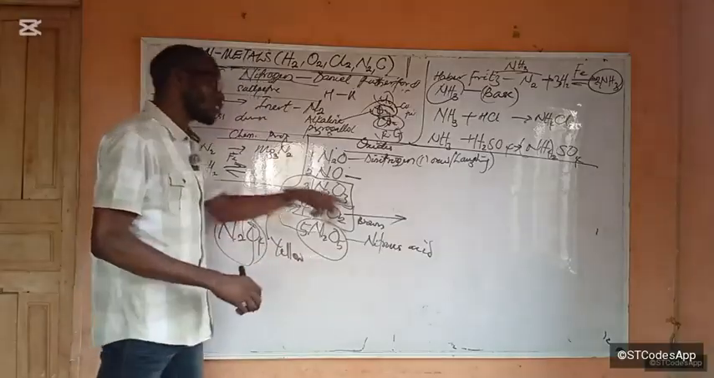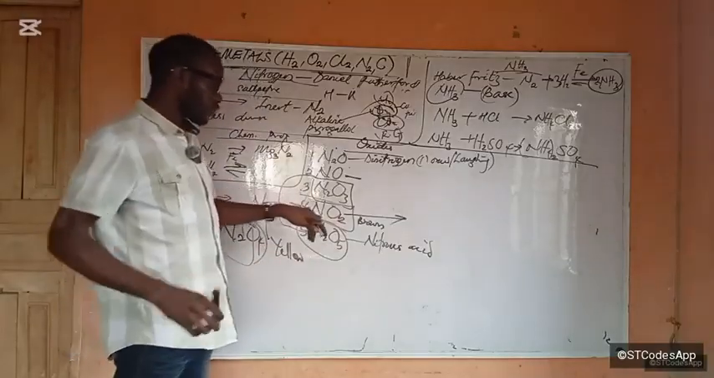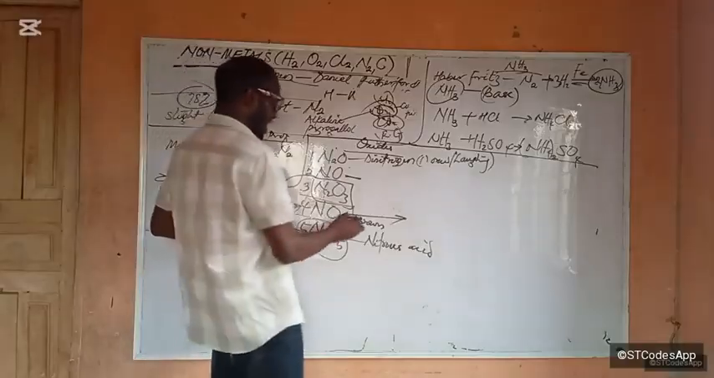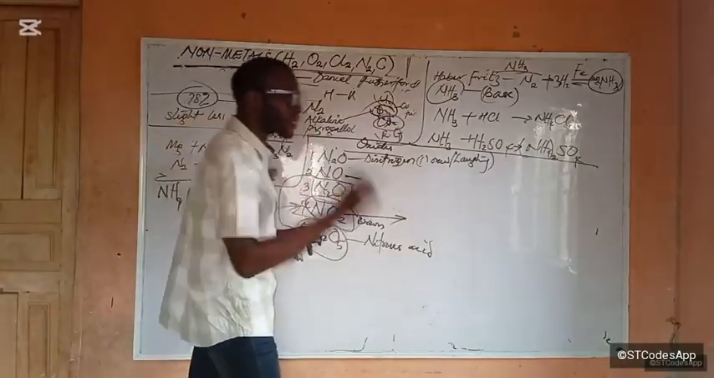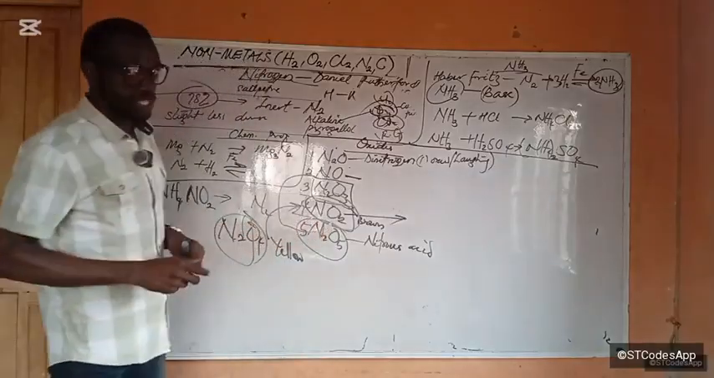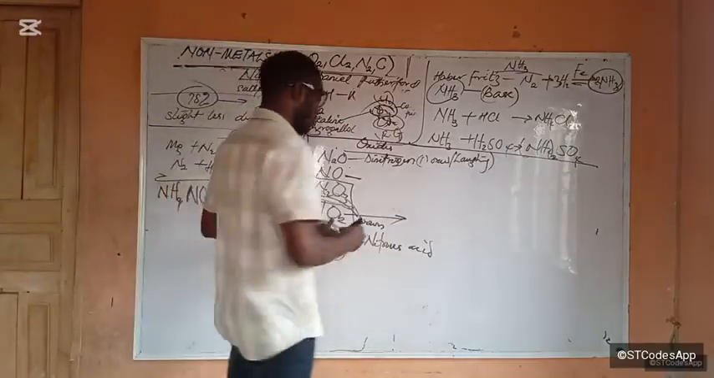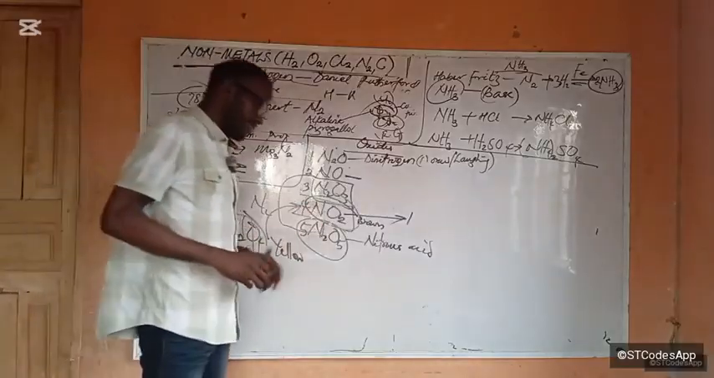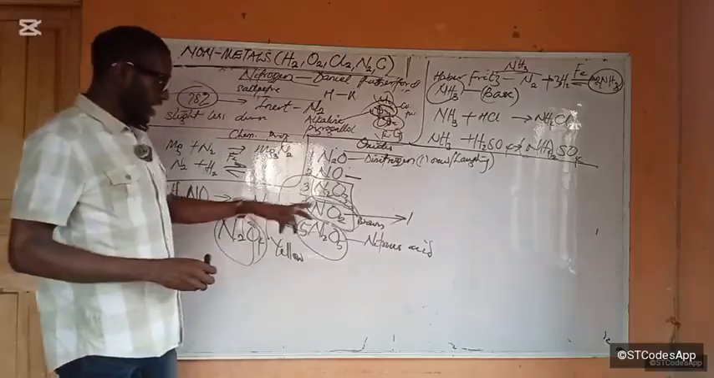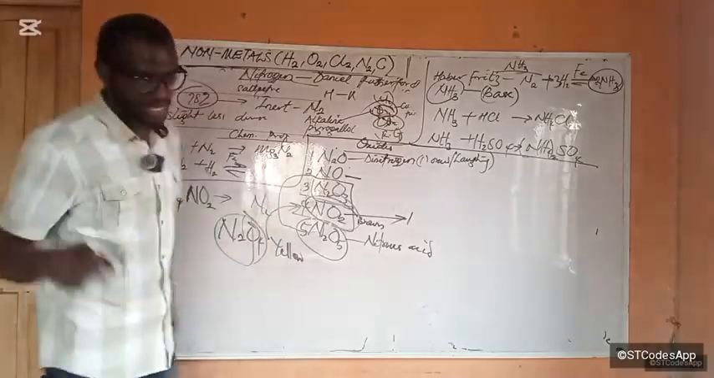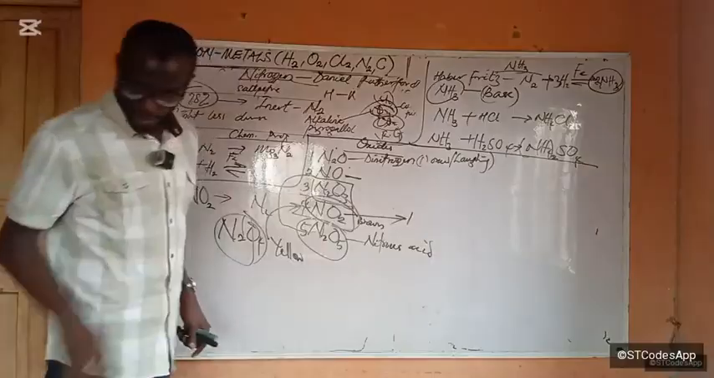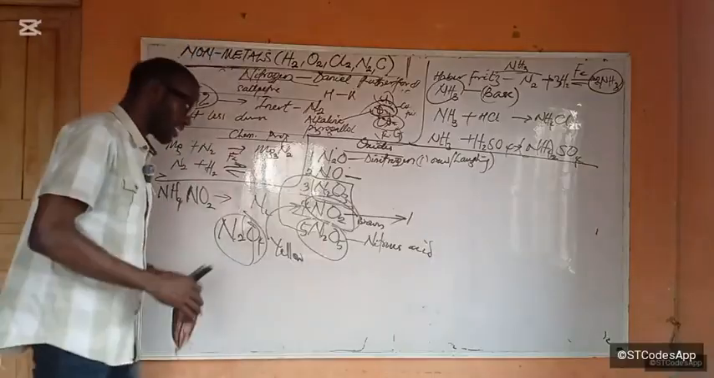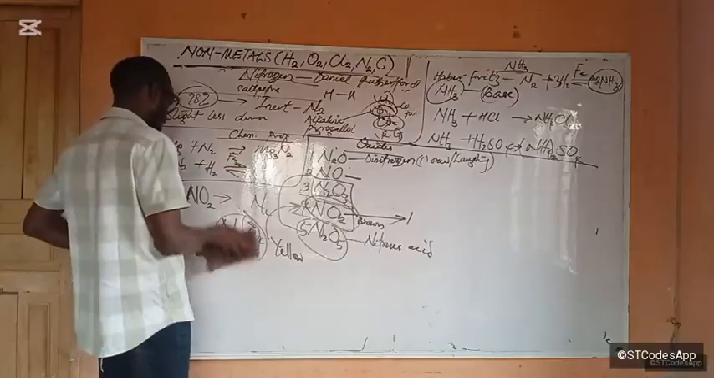Then the yellow color will change to brown, which shows that NO2 has been formed. NO2 is the highest oxide of nitrogen. NO2 is an acidic oxide. I hope you understand that it's an acidic oxide.